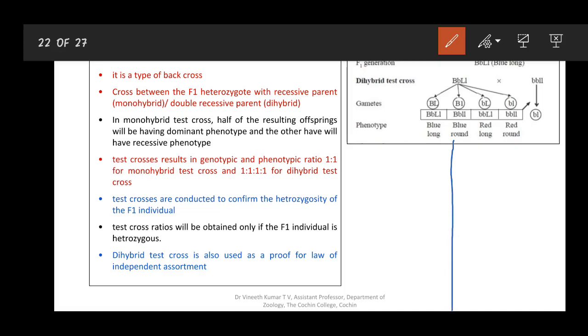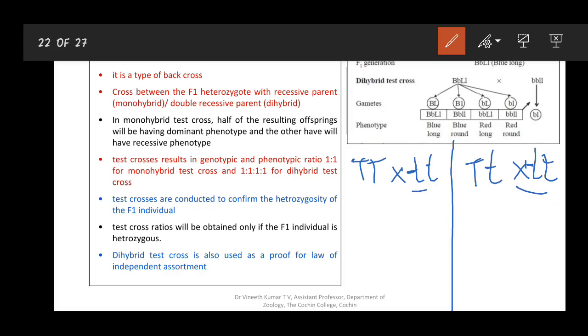We'll divide it into two halves. This is one possibility, and this is another possibility. So we are doing a test cross. I have a tall plant, and I need to know whether the tall plant is a homozygous plant or a heterozygous plant. So I am doing a test cross, where I cross the plant in question with the recessive parent.